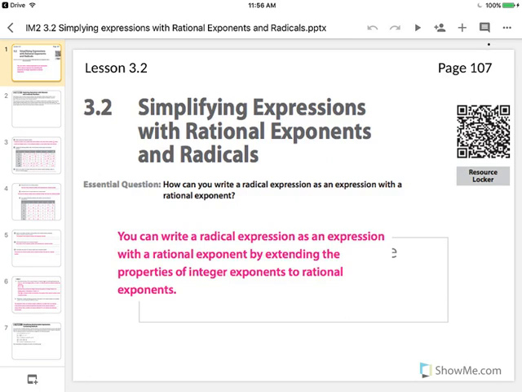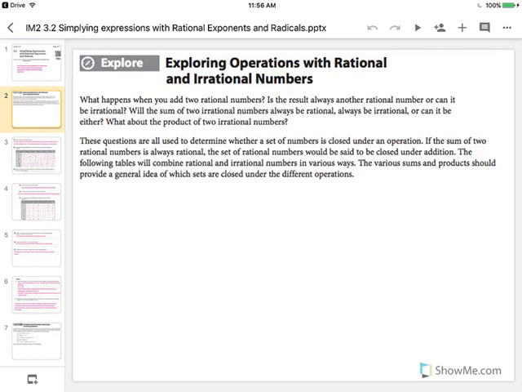So the answer is that you can write a radical expression as an expression with a rational exponent by extending the properties of integer exponents to rational exponents. Right, so the next set of slides are just some examples.